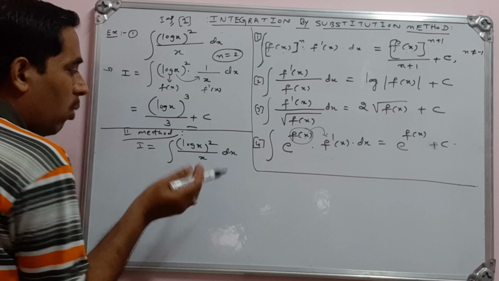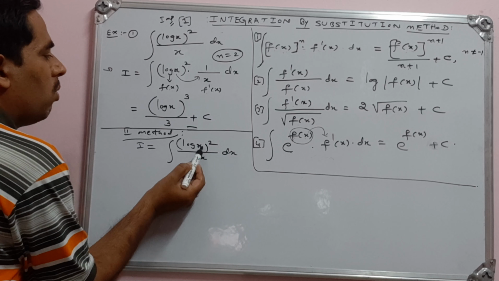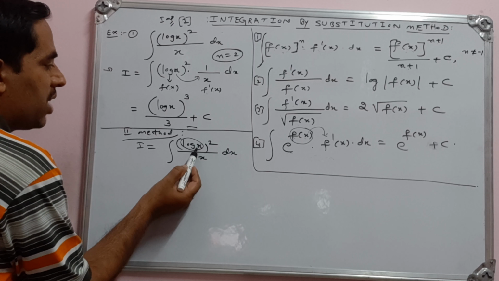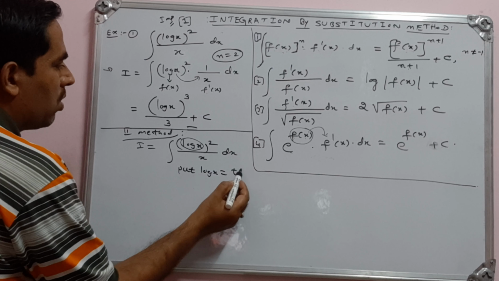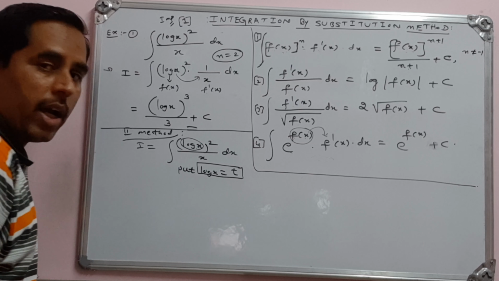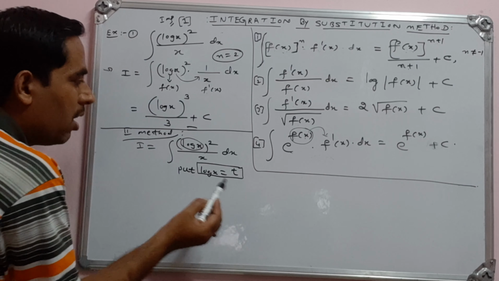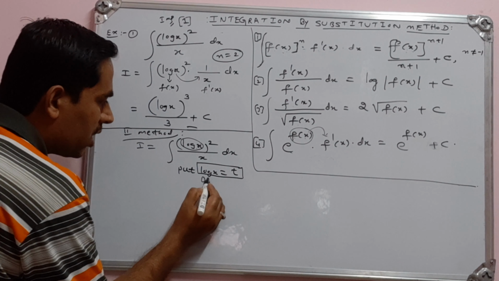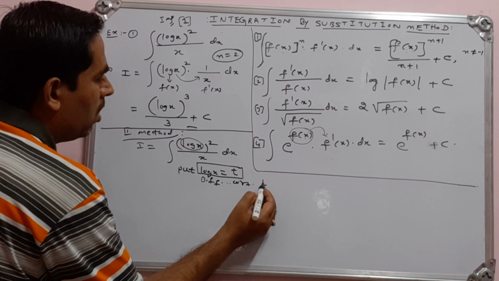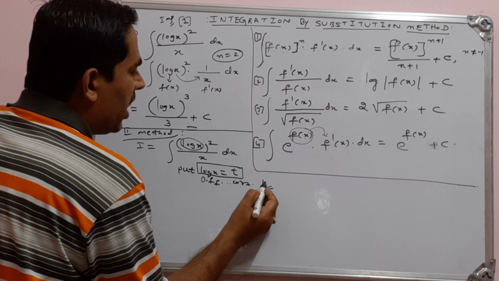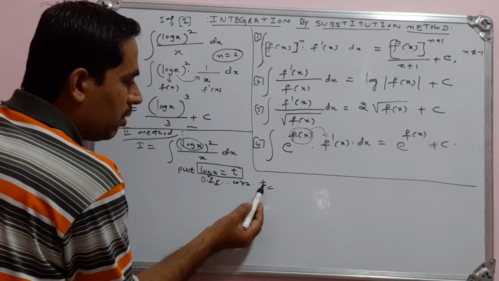So here, what should be our substitution? Our substitution should be proper. See, for this problem, log x, so I will put log x is equal to t. This is my substitution. So I will select log x and substitute log x is equal to t. See, after substitution, you differentiate this. Differentiate with respect to t, or you can differentiate with respect to x also. I am differentiating with respect to t.